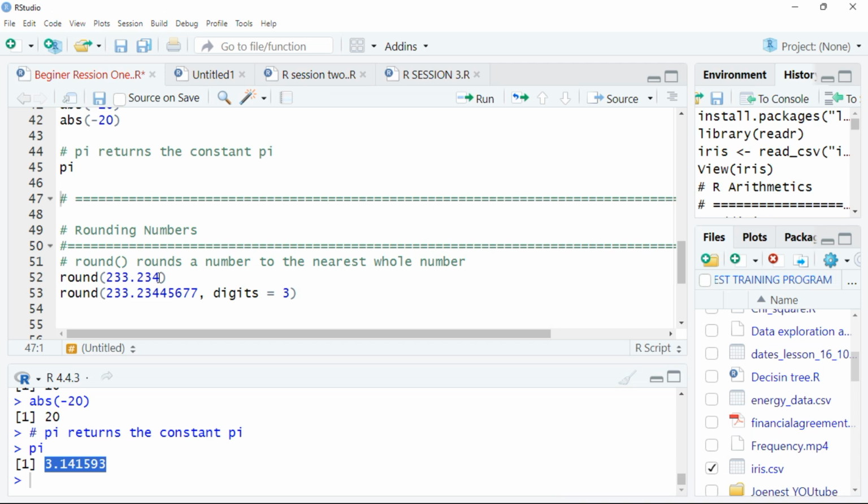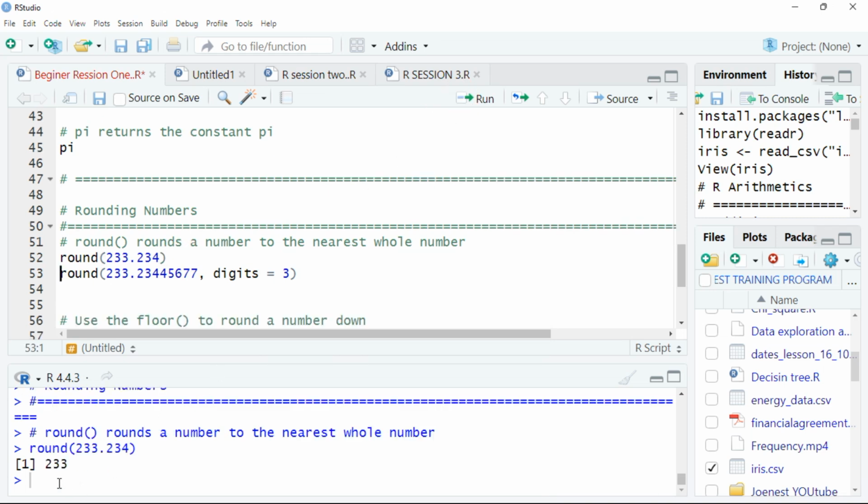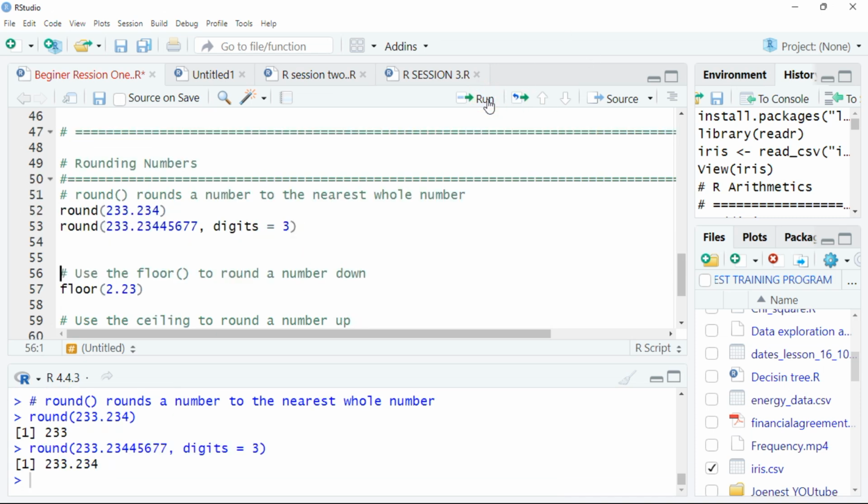Once you just put your digit inside the ROUND function like this, it's just going to turn it into a whole number. So here you have 233. But for this one, we want to round it to 3 decimal places. So 233.2344567, I round it to 3 decimal places and run. We are getting 233.234, just 3 decimal places.